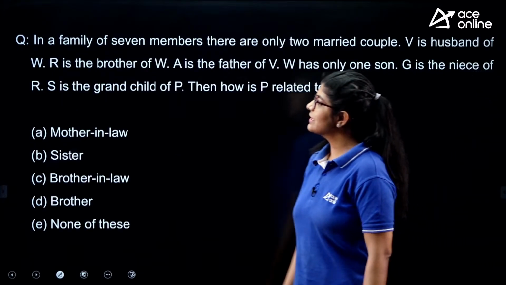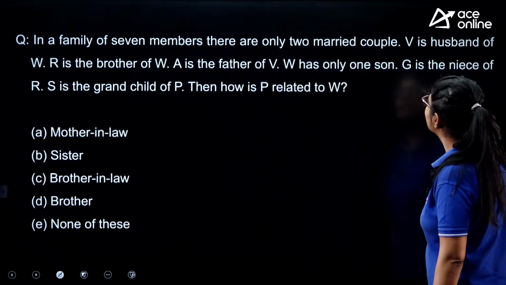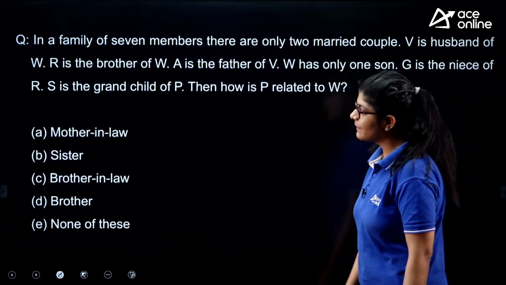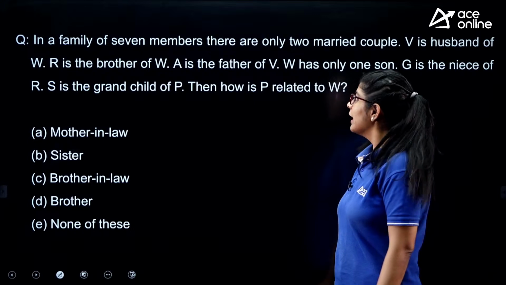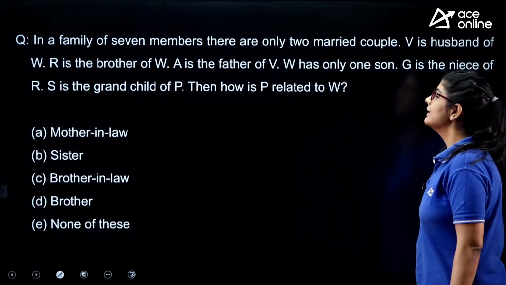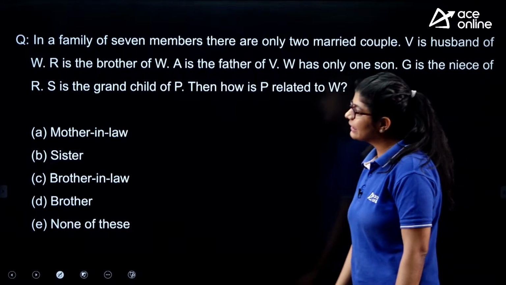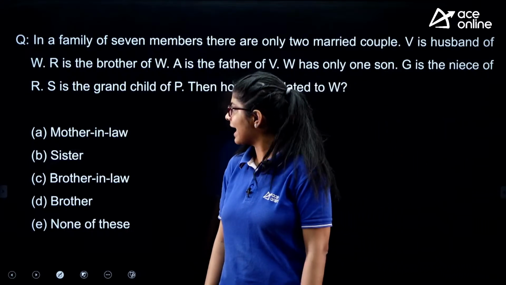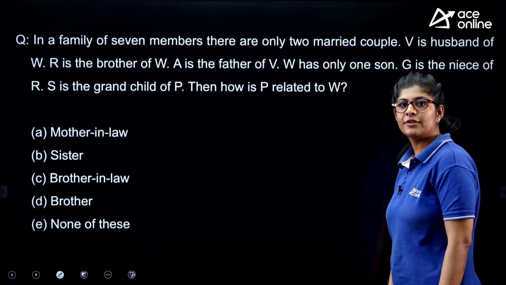Okay, so the next question says that in a family of 6 members, there are only 2 married couples. V is the husband of W, R is the brother of W, A is the father of V, W has only one son, G is the niece of R, S is the grandchild of P, then how is P related to W?